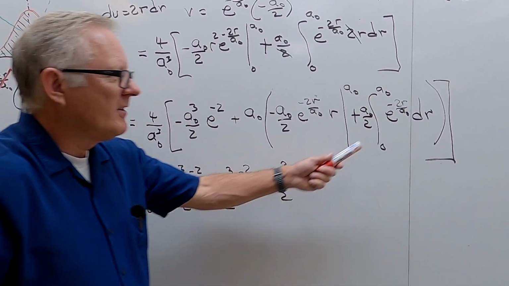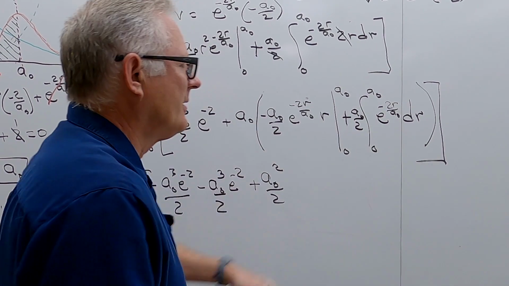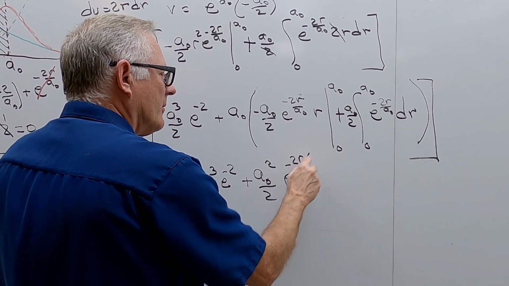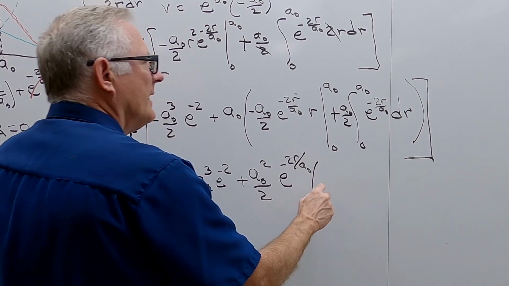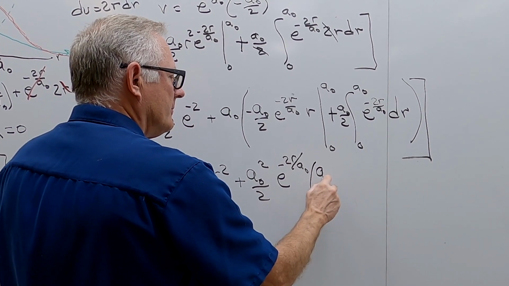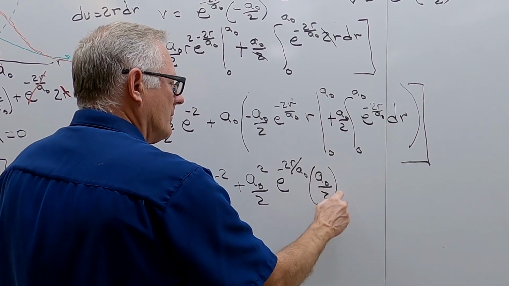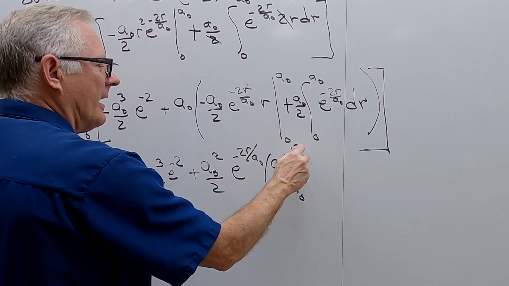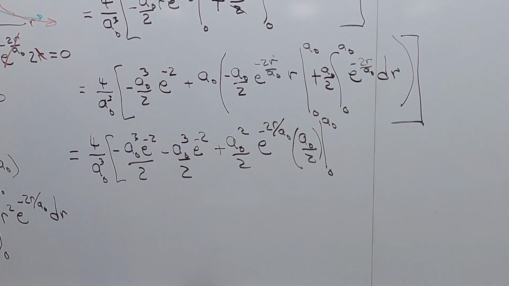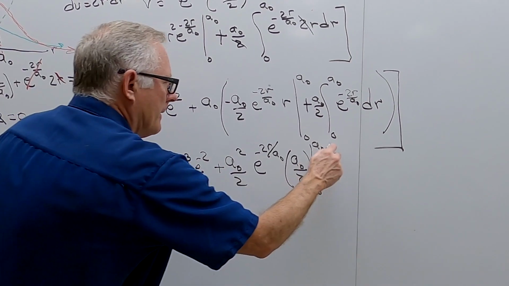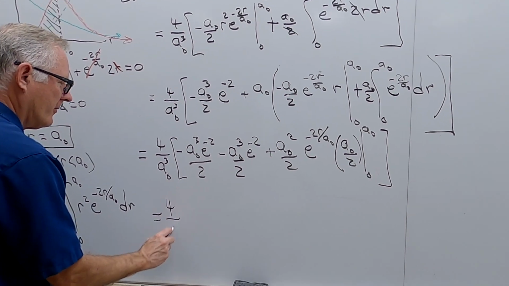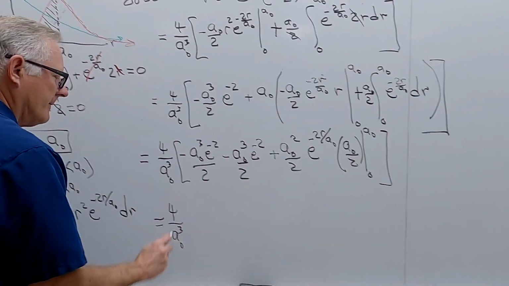And then we just have to integrate this. Well, the integral of that is e to the minus 2r over a naught times a naught over 2, evaluated from 0 to a naught. Which is equal to 4 over a naught cubed.